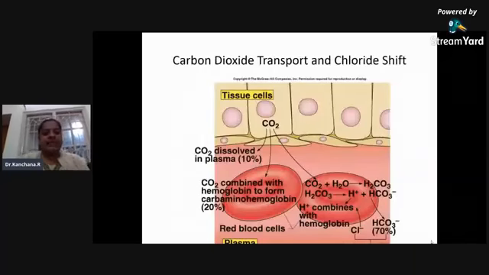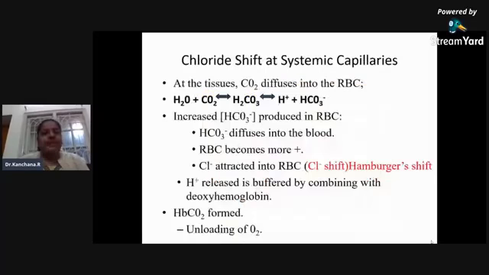Now, this is the diagram which is showing the chloride shift. As you can see, CO2 plus H2O forms H2CO3 in the RBC, and H2CO3 breaks to form H plus and HCO3 minus. HCO3 minus exits out of the RBC, and chloride enters into the RBC. This chloride shift in systemic capillaries is the Hamburger shift I told you about.